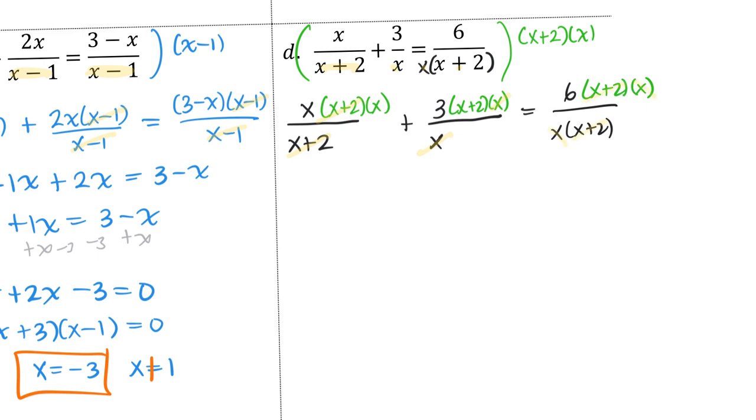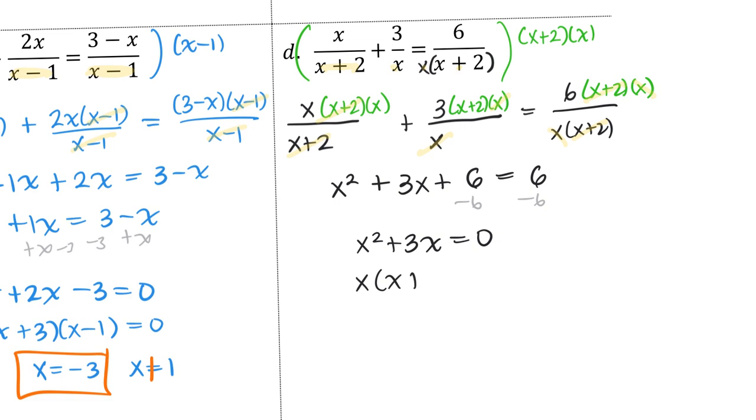So let's bring down what's left. For the first fraction, I have x times x, which is x to the second. For the next one, I have 3 times x plus 2, so that's 3x plus 6. For the next one, I'm left with just a 6. So let's move this 6. If I factor out an x, I get x equals 0 and x equals -3, okay?